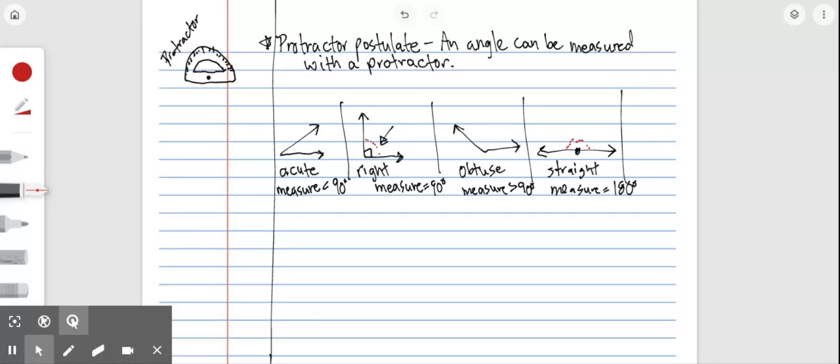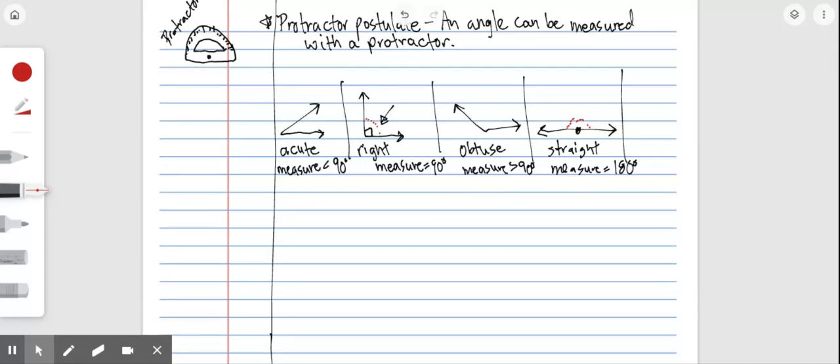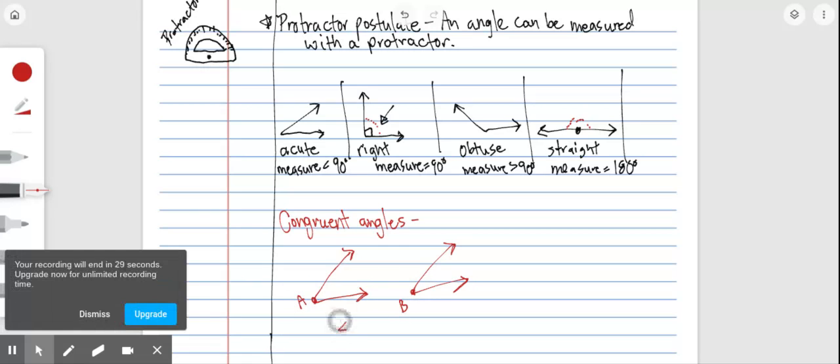Okay. Because I don't have a protractor, but the worksheets will, I'm going to have you guys do some examples on that in the practice. But here is, what if we have congruent angles? For congruent side lengths or congruent segments, they're marked with little lines. But if I have congruent angles, like this one and this one, I'm going to call this one A and this one B. And I'm going to say angle A is congruent to angle B.